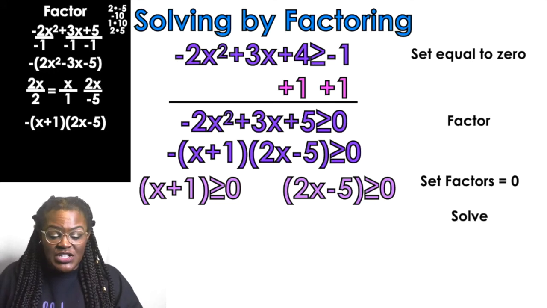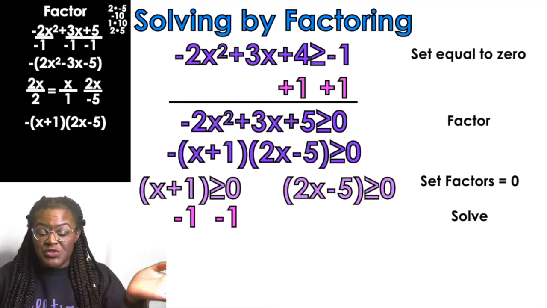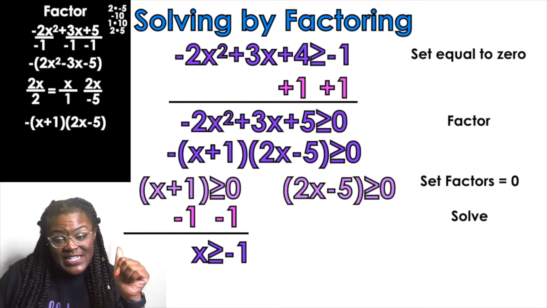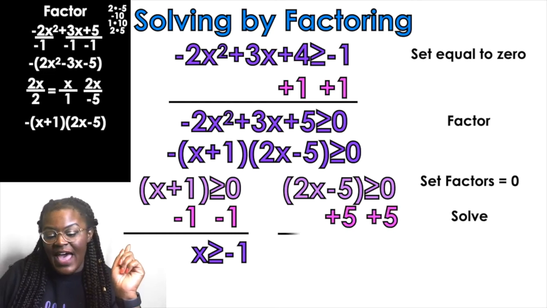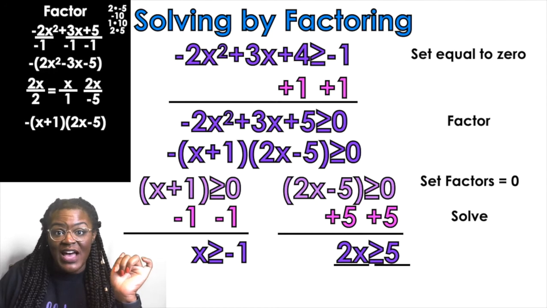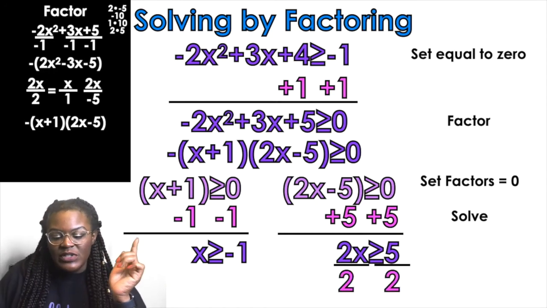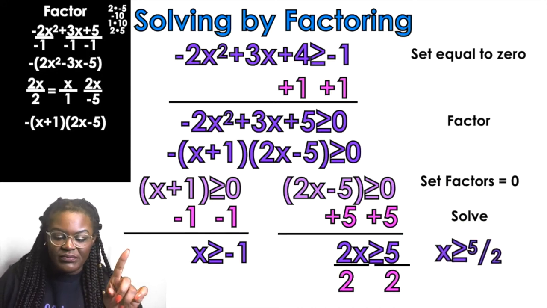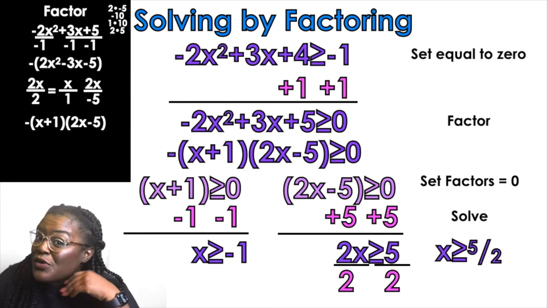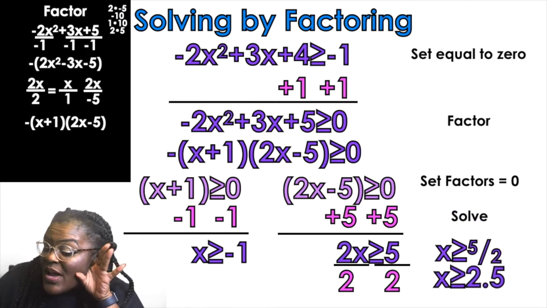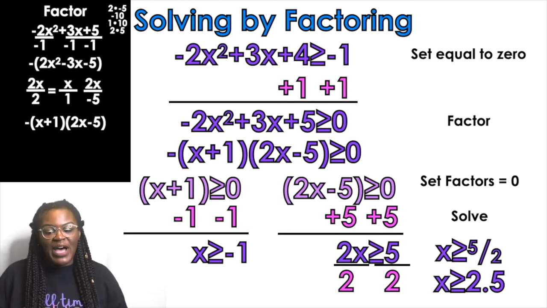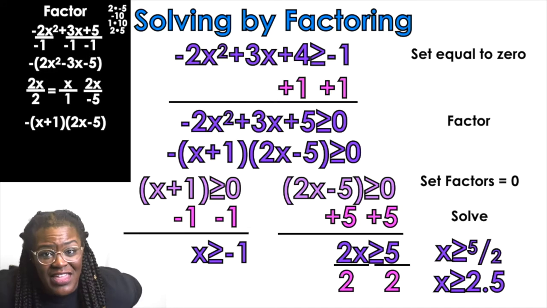So I'm going to solve each equation. The first one is a one-step equation. I'm just moving one to the other side. So I'm going to get x is greater than or equal to negative 1. Then for 2x minus 5, I'm going to add 5 to both sides first, and that's going to give me 2x is greater than or equal to 5. I want to divide by 2 because remember we need x by itself, and with the 2 being there, I can't do that. So I'm going to get x is greater than or equal to 5 halves. 5 halves is the same thing as what in decimal form? 2.5. Great. Good job. So you solved the inequality, but you know with inequalities, you have to graph them, okay?